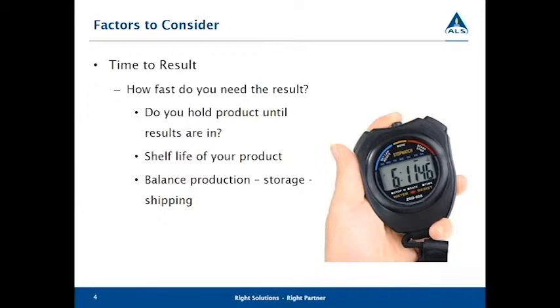The second factor to consider is the time to result. How fast do you need this answer? And for this, you need to ask yourself a few questions, like, do you hold your product until results are in? If so, how long is the shelf life of your product? And ultimately, balancing your production with storage and shipping all play a role in determining how fast you need the result. If you have a 5 to 7 day shelf life and it takes 2 days for a result, and you're holding product, that only leaves you 3 to 5 days to get it delivered to its endpoint and its time on the shelf.